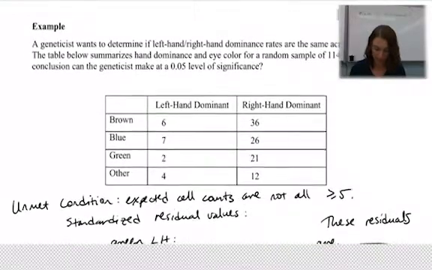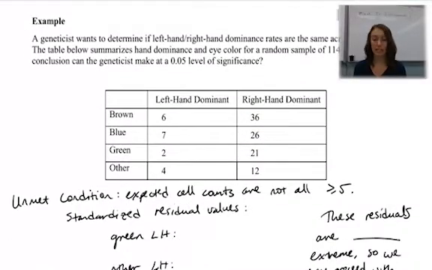For example, and if you're one of my students, this example is actually a full hypothesis test that you'll need to do, but I'm just going to go over the unmet condition so the video is not too long. A geneticist wants to determine if left-hand, right-hand dominance traits are the same across eye color. The table below summarizes hand dominance and eye color for a random sample of 114 adults. What conclusion can the geneticist make at a 0.05 level of significance?